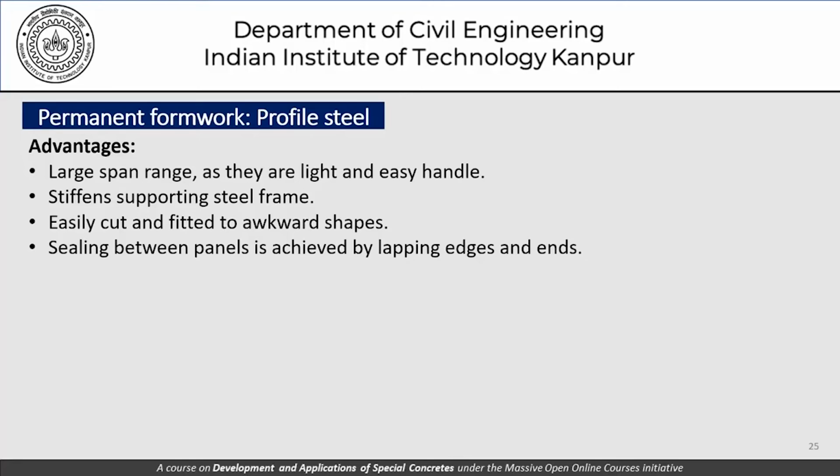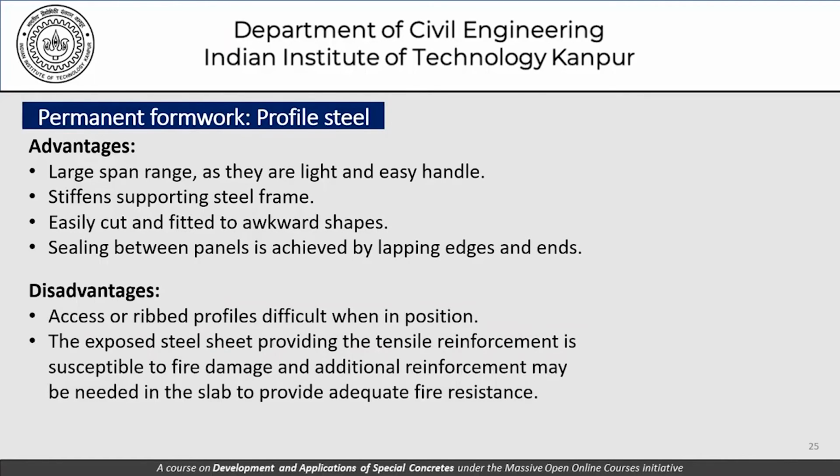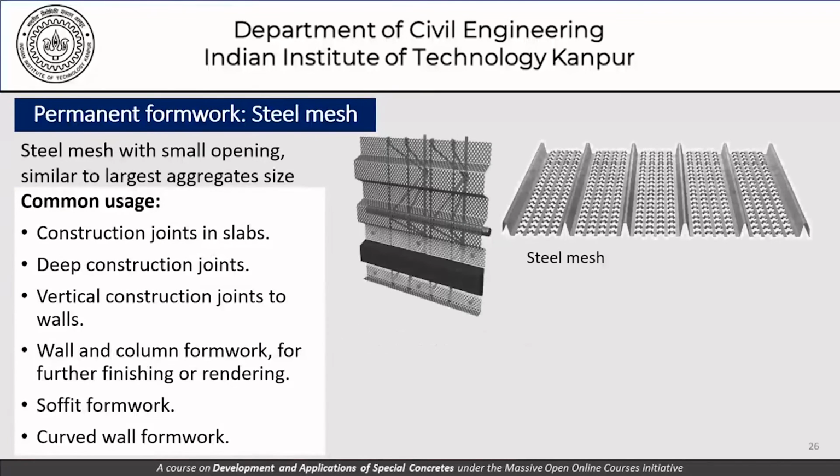Large span range, they are light and easy to handle. Stiffens the supporting steel frame. Easily cut and fitted to awkward shapes. Sealing between panels is achieved by lapping and edging the ends. There are disadvantages as well. There are always two sides to the coin. Access to ribbed profiles is difficult when in position. The exposed steel sheet providing the tensile reinforcement is susceptible to fire damage, and additional reinforcement may be needed in the slab to provide adequate fire resistance. Those are of course some things which, as I already mentioned, have to be taken care of in the design process. Then we have the next type of permanent formwork which has been mentioned here.